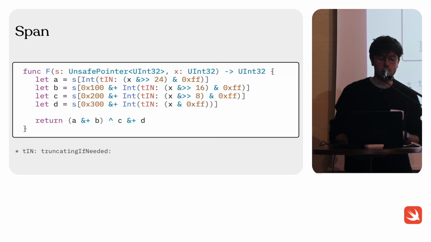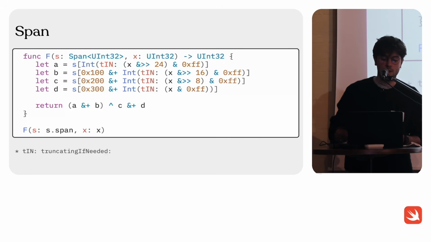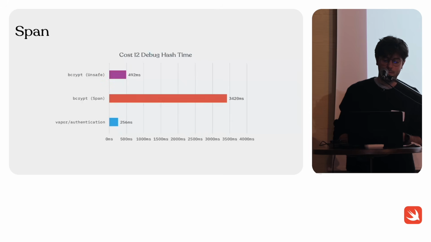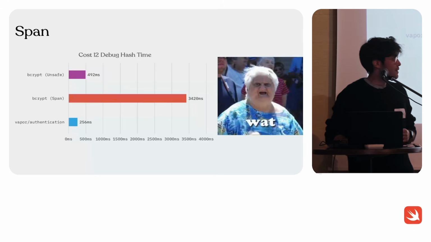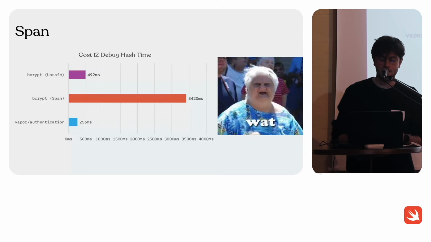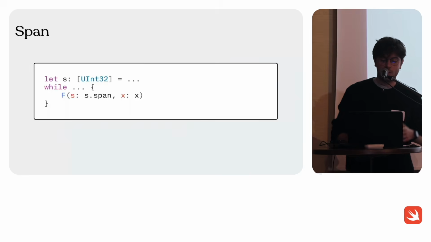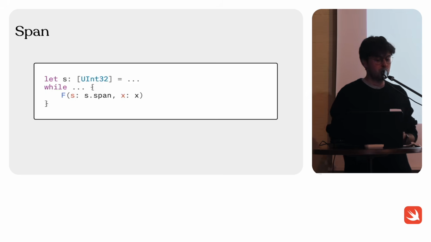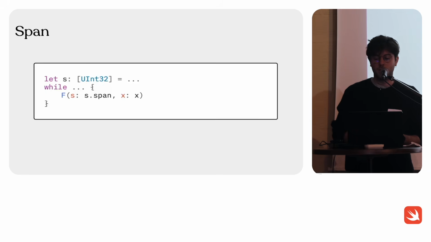I implemented it, replacing the function that we had before to take a span and simply passing in the span using a span accessor of the array, and benchmarked it. Something's obviously gone wrong here. It turns out that using span is not that straightforward. I did this, which is essentially accessing the span in a loop. And it turns out that there's a lot of overhead in doing this.